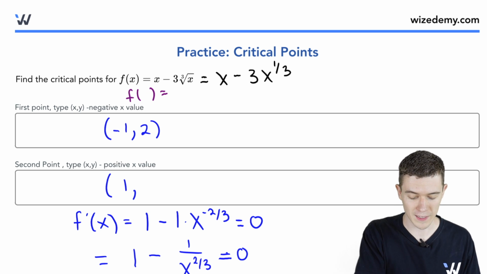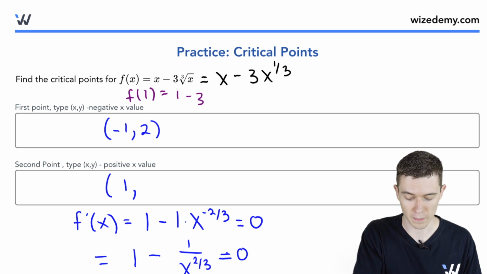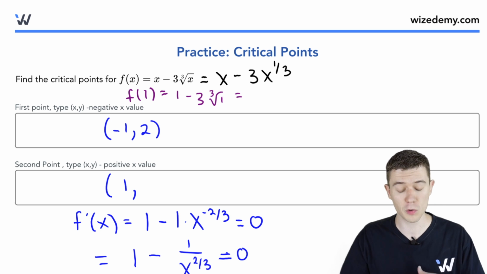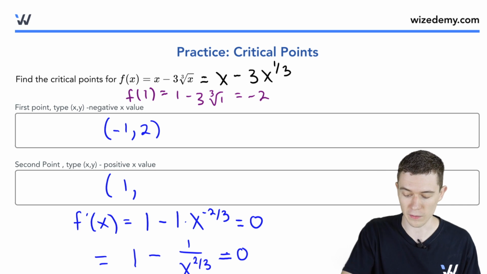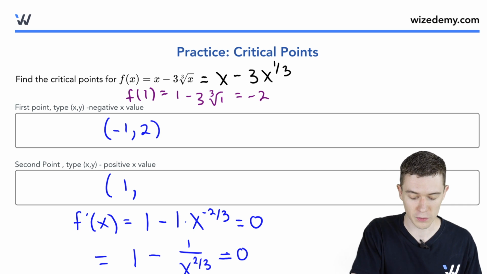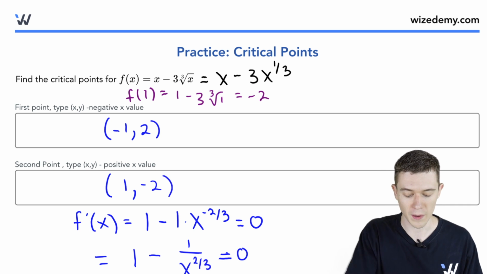Let's do the exact same thing, plugging in our other value of 1. Plug in 1 for x to our function. We'd have 1 minus 3 times the cube root of 1. The cube root of 1 is 1, so we have 1 minus 3, or -2. That will give us our other critical point, 1 comma -2.